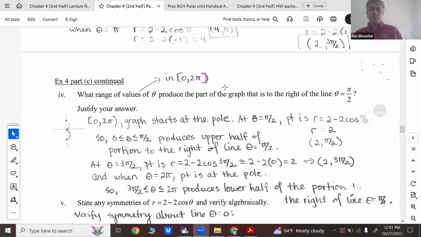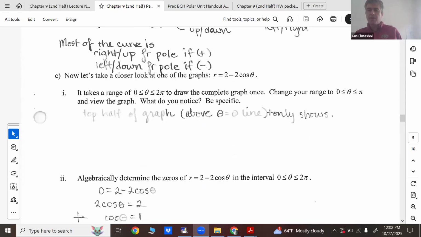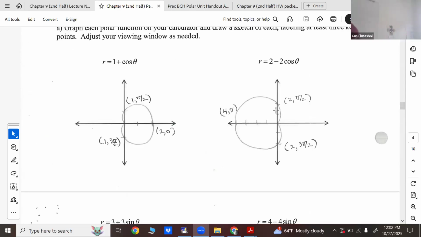Then for 4, when it asks you to find the range of values of theta that produce a graph that's to the right of theta equals pi over 2, let's come back to the graph again. If you want to be to the right of the vertical axis, we started here, and we've got that little part from 0 to pi over 2, and then we did a bigger part from pi over 2 to 3 pi over 2, and we got this little portion from 3 pi over 2 to 2 pi. So to answer that question, I would say from 0 to pi over 2 and from 3 pi over 2 to 2 pi. After I've done parts B and C, right, or parts 2 and 3.